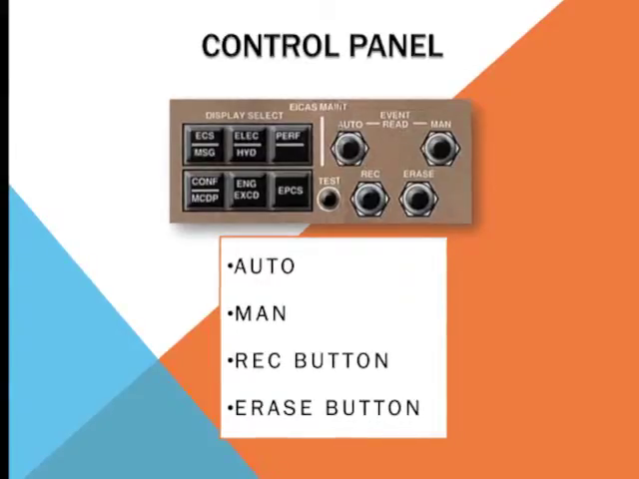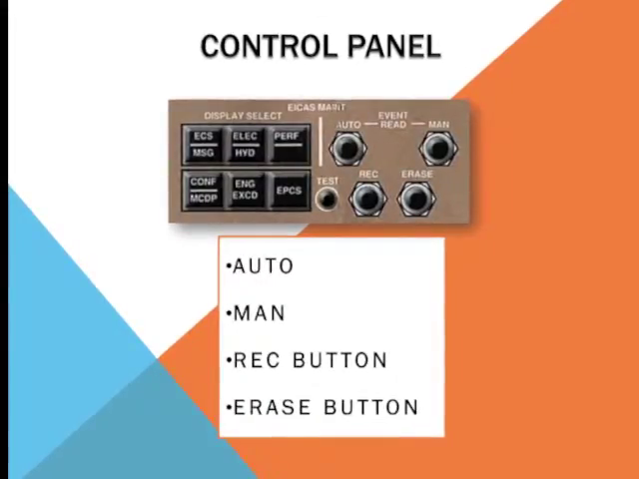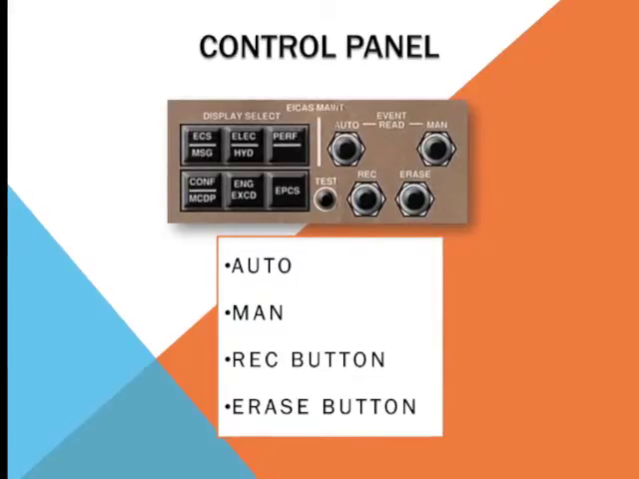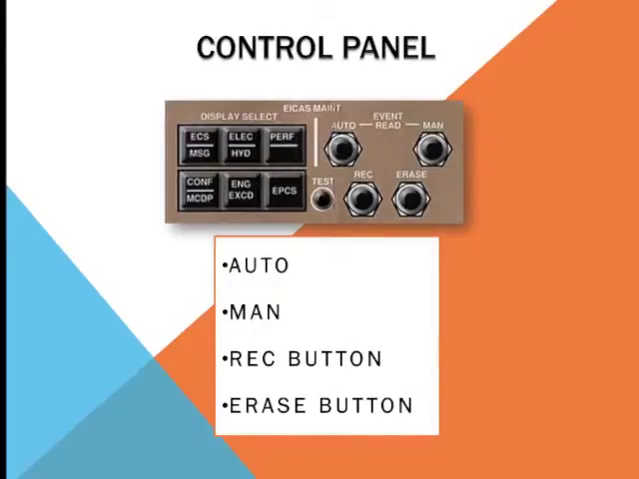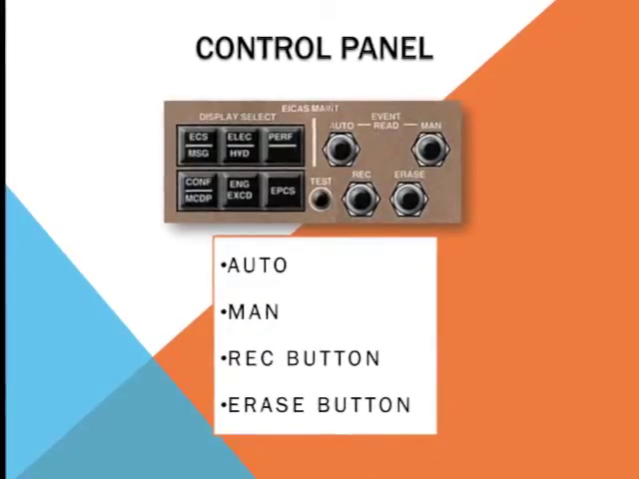And now I would like to talk about the auto button and the manual button under the event read button. The auto button displays data recorded automatically by ECAS, while the manual button displays data recorded manually by use of the record button or by use of the event record button on the pilot's ECAS control panel.